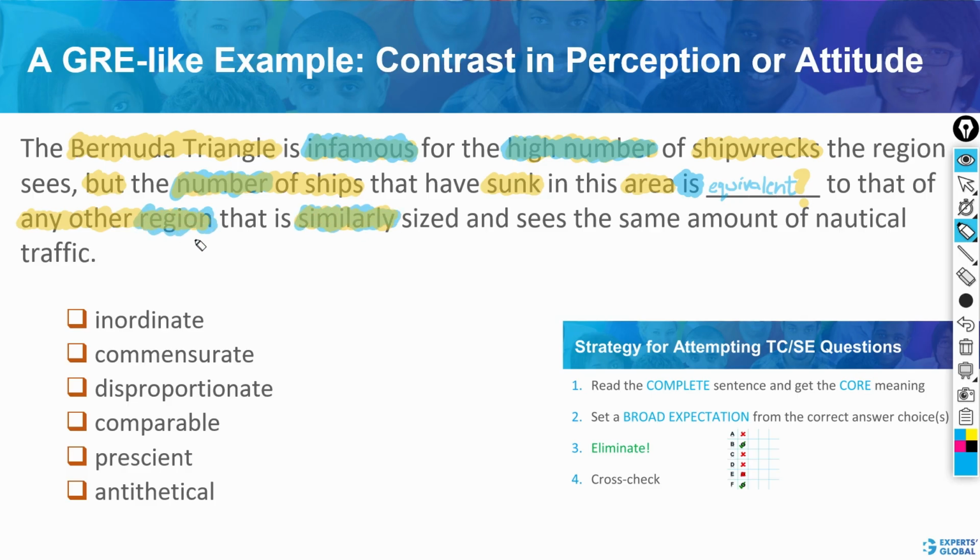So with that broad expectation, let's look at the answer choices. An answer choice like disproportionate or inordinate is exactly the opposite of what we are expecting. Antithetical means in sharp contrast, and therefore this is also opposite of what we are expecting. Prescient means knowing beforehand. That just does not fit the context here. It does not match our broad expectation from the correct answer choice. Choices commensurate and comparable are quite on the lines of equivalent. These are the correct answer choices.